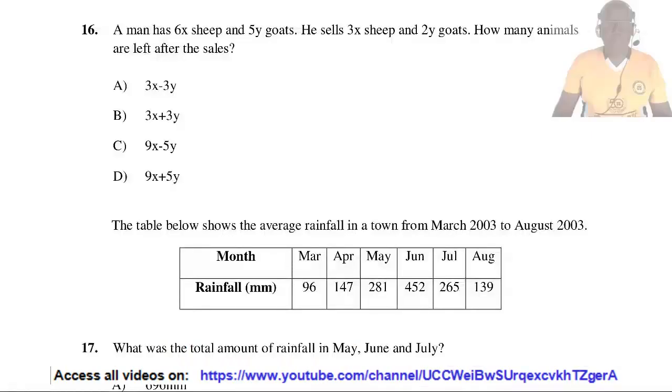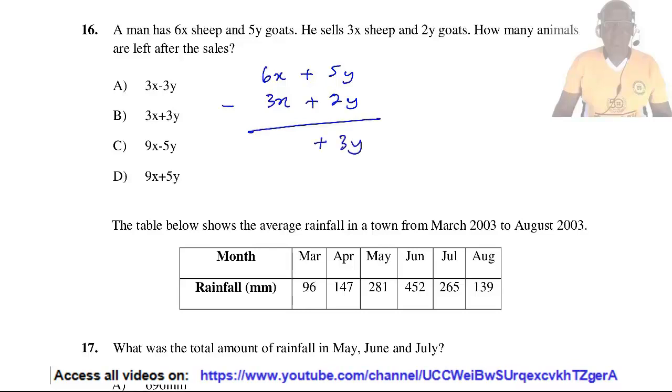Question 16. A man bought 6 S sheep and 5 Y goats. He sells 3 S sheep and 2 Y goats. How many animals are left after the sale? The man bought 6 S sheep and then 5 Y goats and sold 3 S and then 2 Y. So the difference is going to be 3 Y plus 3 S, which equals B. So the answer is B.